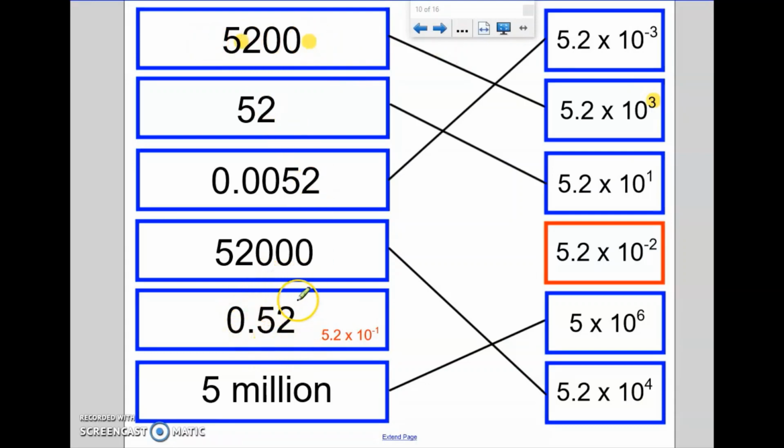This one does not match up, and this one does not match up, because if I move the decimal place from here, I would only be moving it 1 to the right and dropping it here. So it would be 5.2 times 10 to the negative 1. Negative 1 because I went 1 space to the right. Remember when we're dealing with 5 million? A million has 6 zeros, so this would be 5 followed by 6 zeros. Therefore, to change it into standard form, I'd be dealing with an index number of 6.